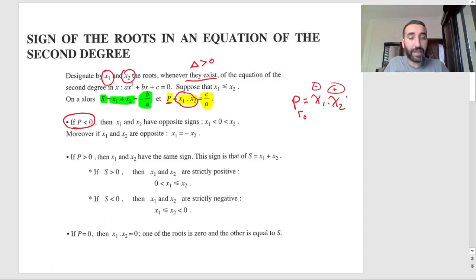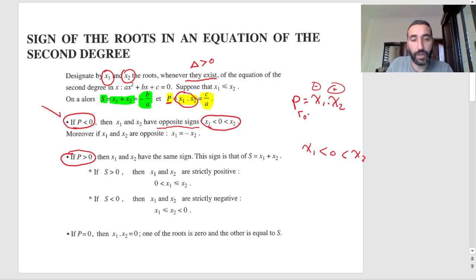This only means that the product is negative. So in case the product is negative, it means that x1 and x2 have opposite signs, one positive and the other negative. So x1 is less than 0 and x2 is greater than 0, and I write them this way. If they are opposite, meaning x1 equals minus x2, we will see that in the examples. So if the product is negative, it means one is positive and the other is negative, so x1 is less than 0 and x2 is greater than 0, and I write them in one sentence like this.